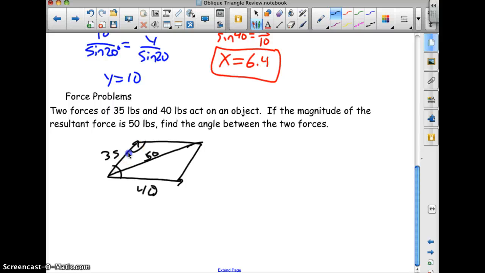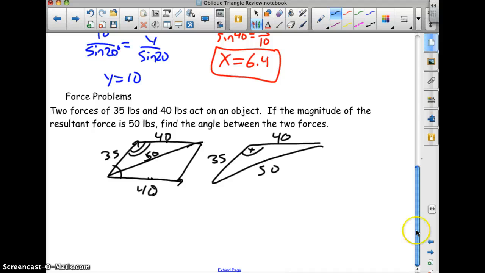What I'm going to do is find this angle first. Since the opposite sides here and here are congruent, now I can focus on one triangle here. 40, 50, and 35, and I'll call this x, and then I can use the law of cosines to find x. Once I find my x, then it's going to be 180 minus x for my answer.